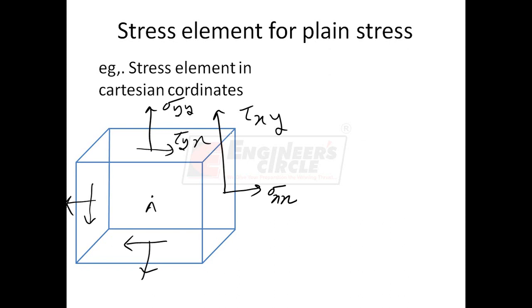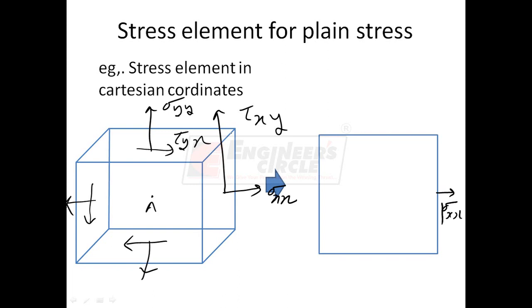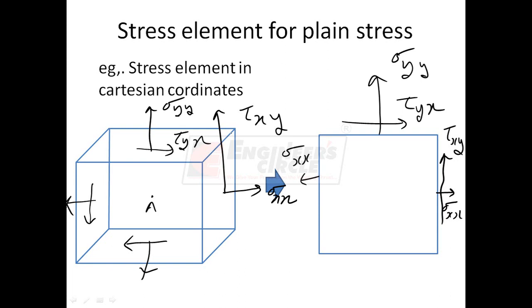This cube can now be reduced to a box on which stresses can be shown as sigma xx, tau xy, sigma yy, tau yx, and similarly on the opposite faces. So when we are analyzing plane state of stress, then to visualize state of stress at some point A, the stress element that we have to choose is a simple box on which the stresses sigma x, sigma y, tau xy, and tau yx can be shown like this.